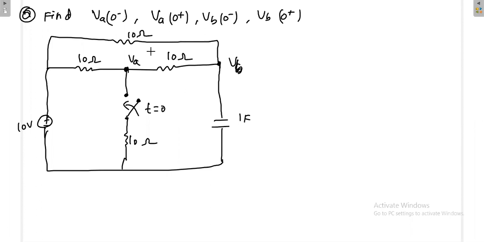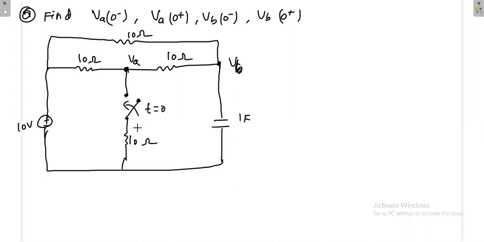Before switching, the circuit will be in steady state, because we do not know at what point it is connected. We'll assume that long before it has been connected. So the circuit will be in steady state. Once the circuit is in steady state, the capacitor is open, and this switch is not closed. Once this switch is not closed, the 10 ohm also will not come into the picture. You can remove that.